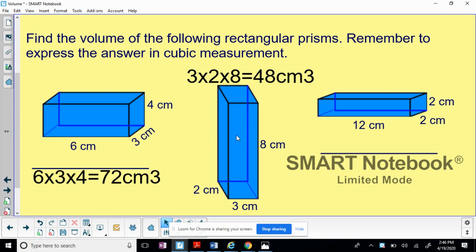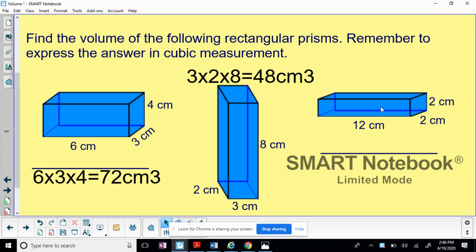This one I think is a gaming console. A manufacturer might ask how much data can we fit into a certain gaming console. That might be a modern analogy you could use. Same formula. Length 3, width 2, height 8, for a total of 48 centimeters cubed.